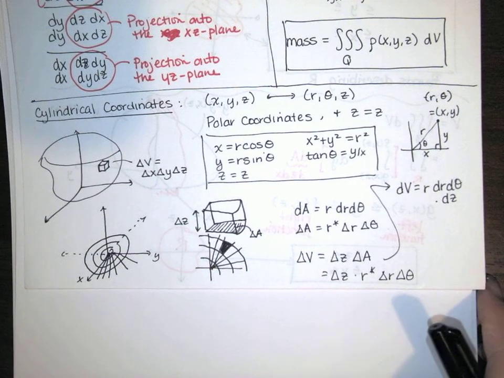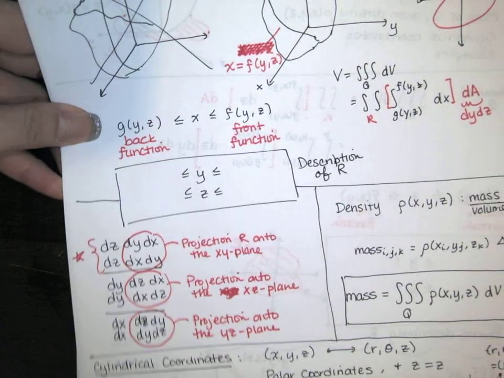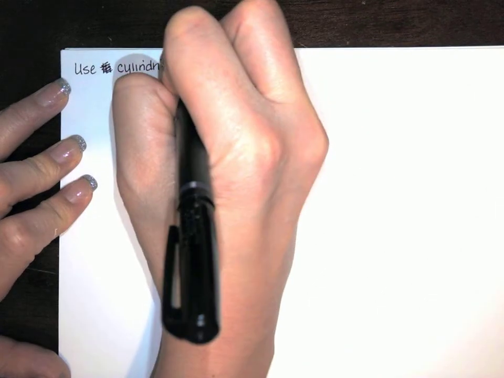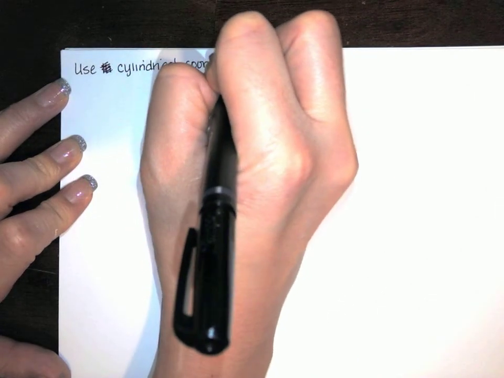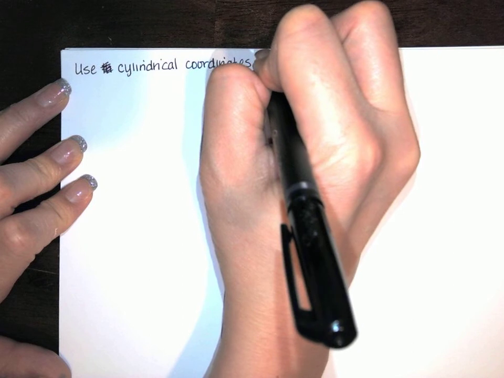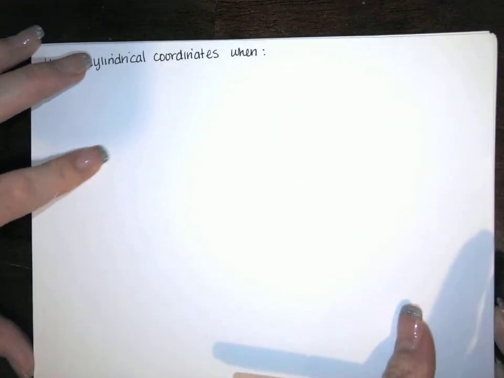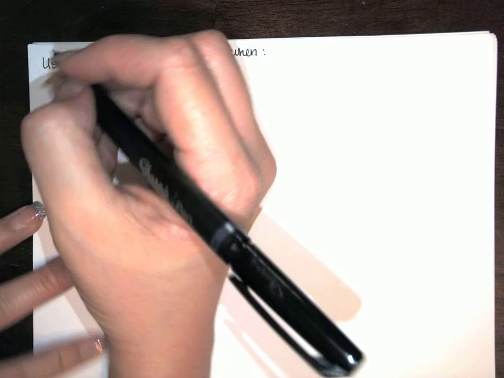So let's talk about why we might do that. If the region that you're integrating over, you write this down first. Use cylindrical coordinates whenever the region that you're integrating over has symmetry about a line.